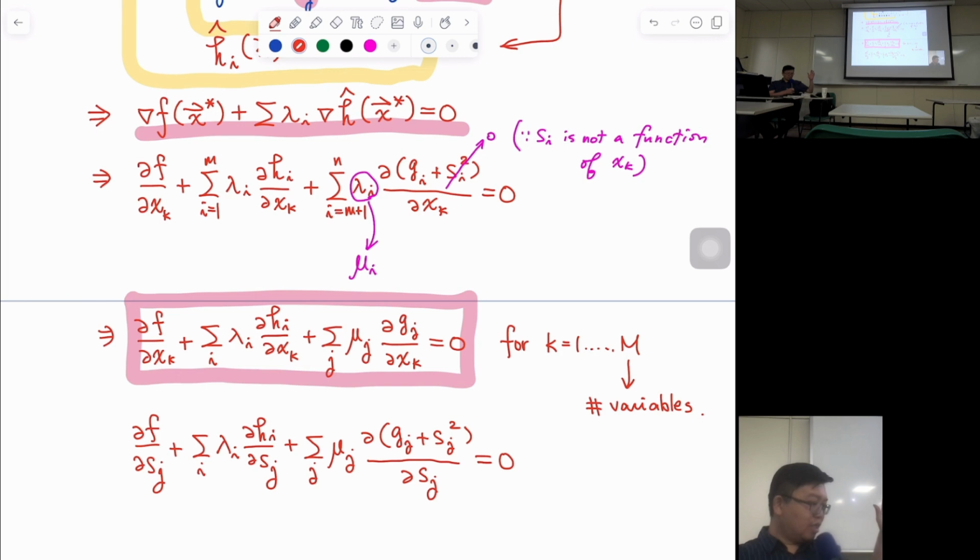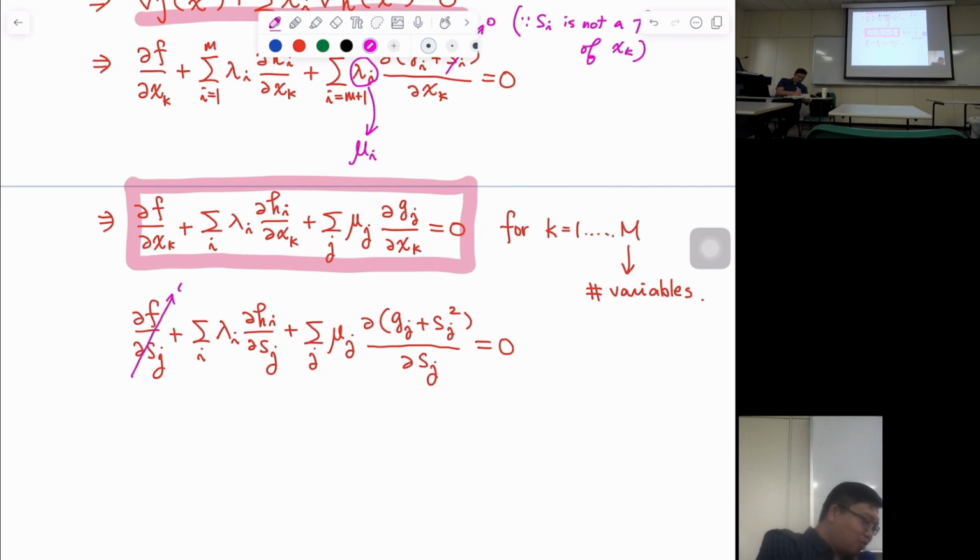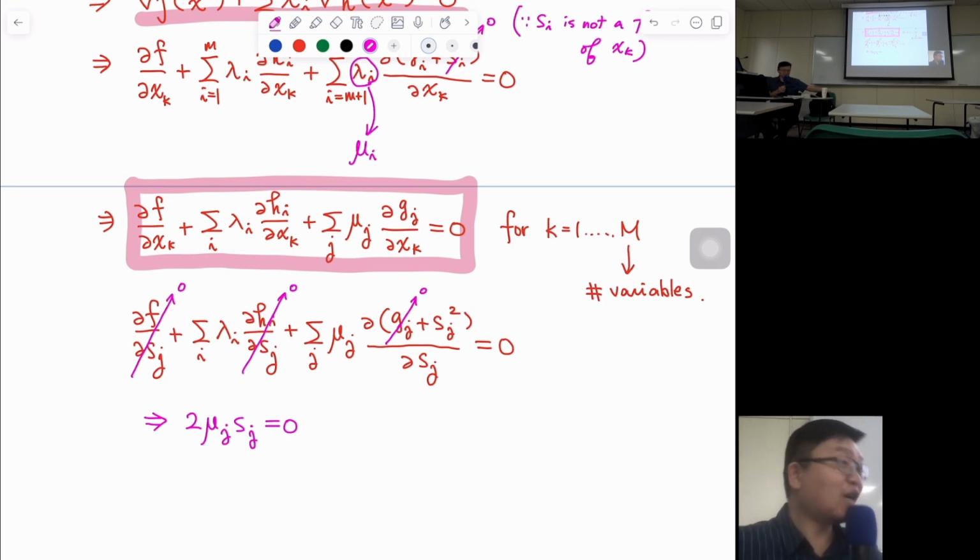So, what in the entire equation is related to s? F has nothing to do with s. H has nothing to do with s. G has nothing to do with s. So actually, all these terms are zero, and this part is zero, because they have nothing to do with s. So at the end, what is related to s? The s itself. So we will have two mu j s j equals to zero. That's the only thing that is related to s specifically.